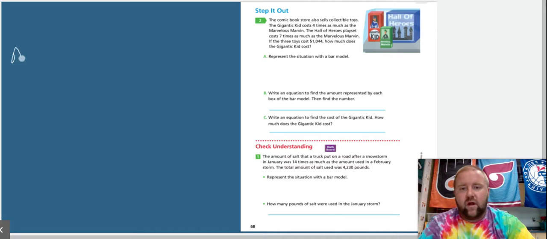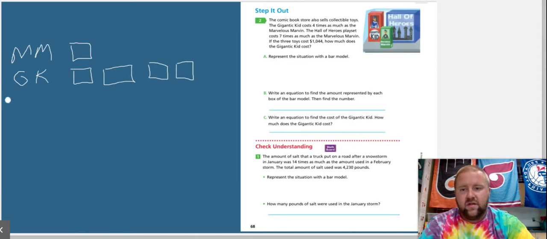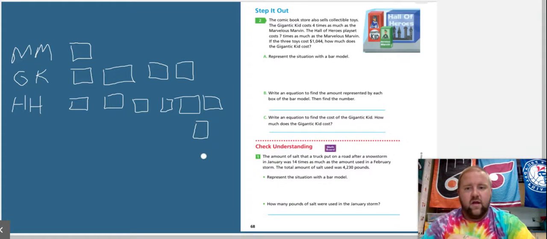So our Marvelous Marvin, I'll put an M for the Marvelous Marvin. We're dealing with one of the Marvelous Marvin, okay? The Gigantic Kid, I'll put a GK. Okay, the Gigantic Kid has 4 times as much, so that's going to be 4 of those. Okay, and then the last one that we have is the Hall of Heroes, so I'll put HH. The Hall of Heroes is 7 times as much, so we need to do 1, 2, 3, 4, 5, 6, 7. All right. So that's our bar model.